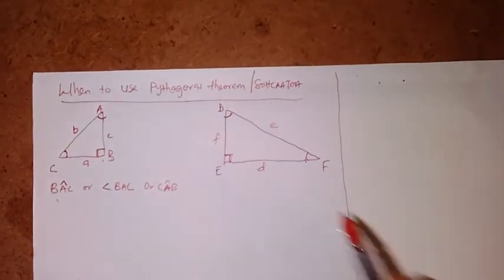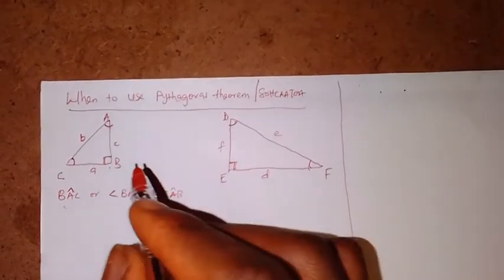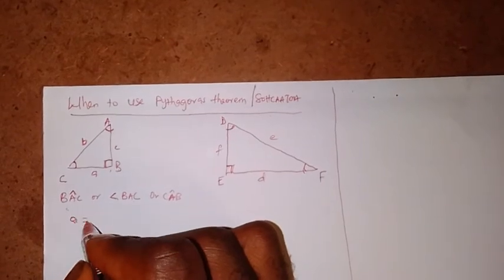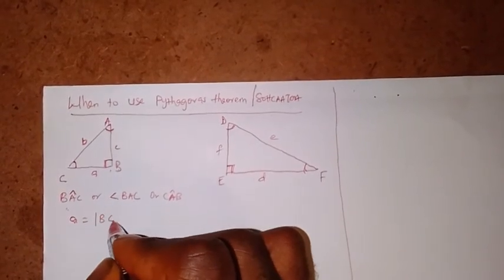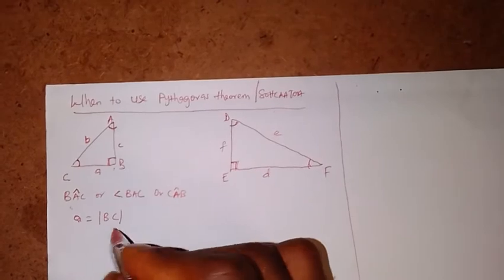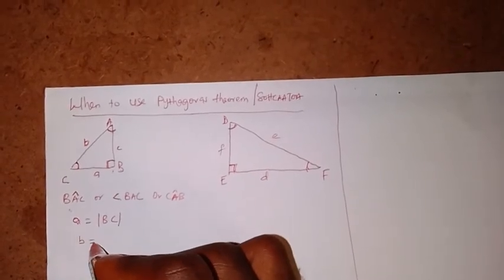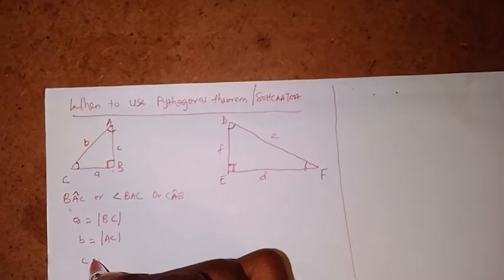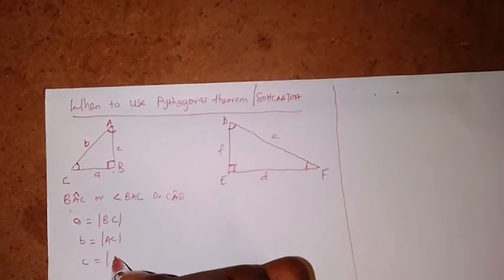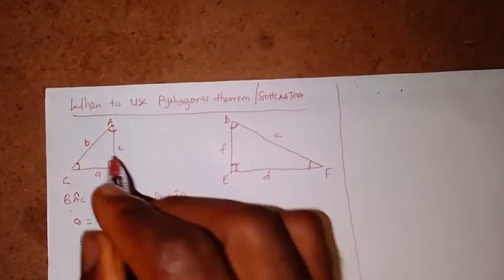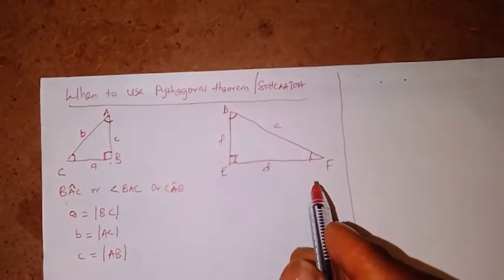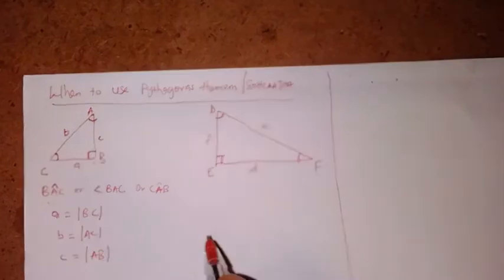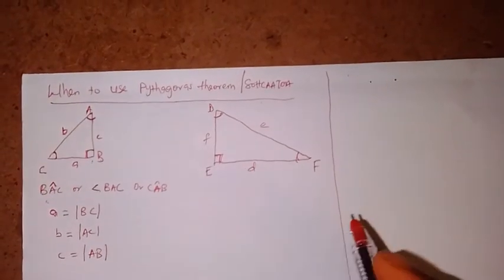Now from there, let's see what they represent. Our side a is the same thing as side BC. Our side small b is the same thing as side AC, and small c is the same thing as side AB, and so on. The same thing applies to this one's representation also. Now let's go to Pythagoras theorem and its representation.